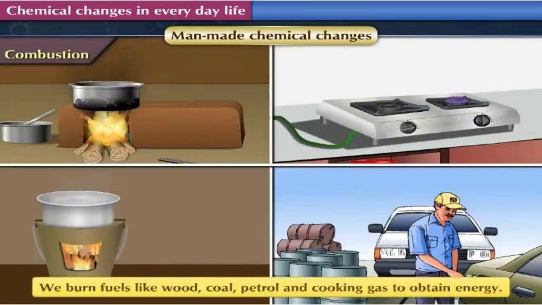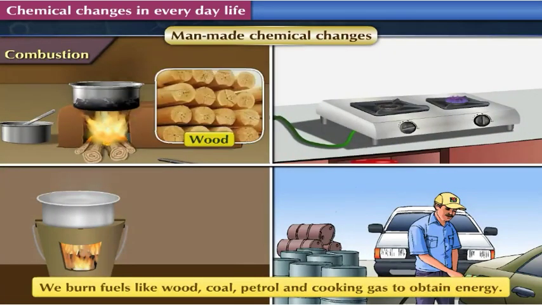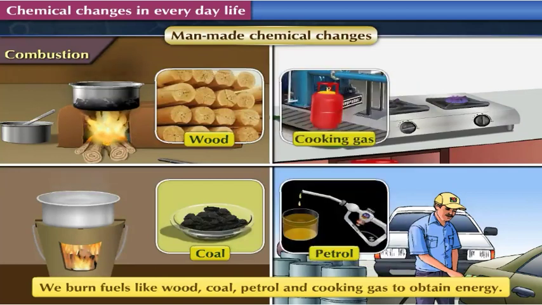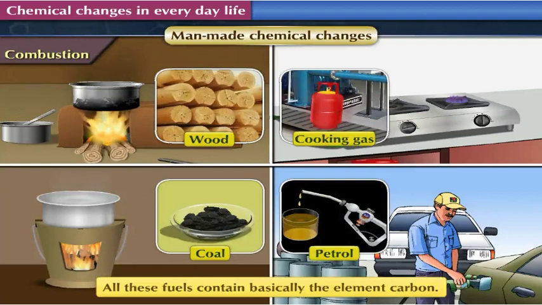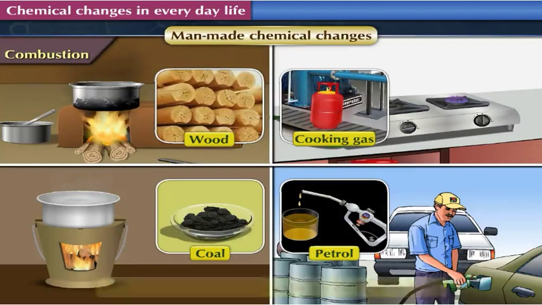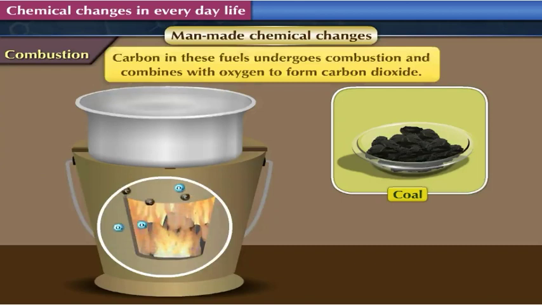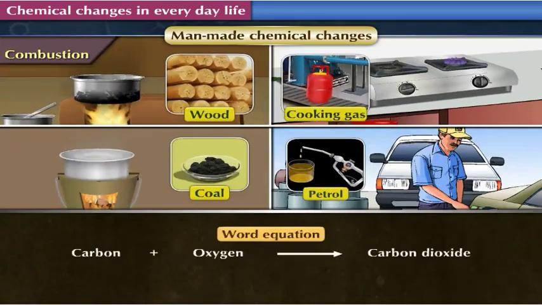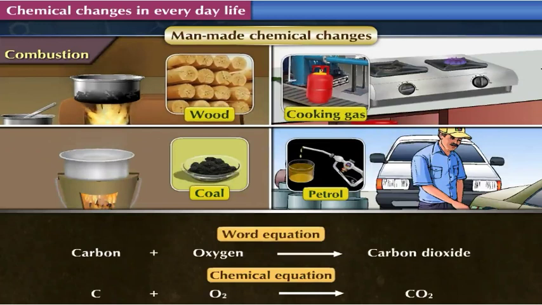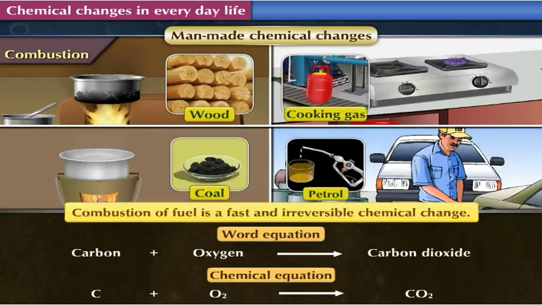Combustion. We burn fuels like wood, coal, petrol, and cooking gas to obtain energy. All these fuels contain basically the element carbon. It is carbon in these fuels that undergoes combustion and combines with oxygen to form carbon dioxide. A word equation and chemical equation can be written for this chemical reaction. Combustion of fuel can also be classified as a fast and irreversible chemical change.